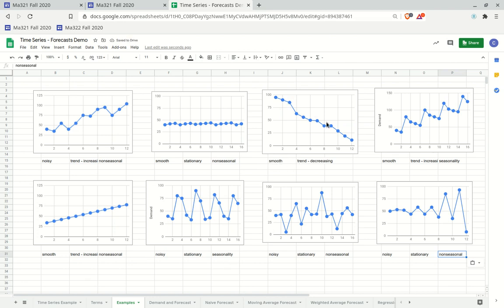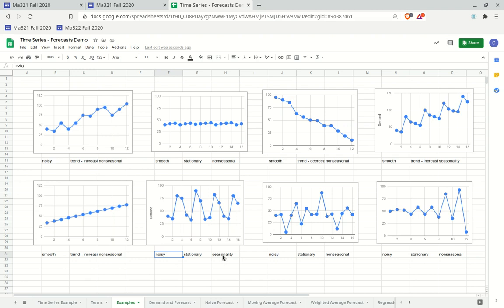This one is smooth. Oops, this one's also non-seasonal. This one's smooth and has trend, it's decreasing. This one's smooth, it has seasonality, it also has trend as well. This one's pretty smooth, a little bit of variation there. So it's stationary and it's non-seasonal. This one over here has a trend, it's increasing, it's non-seasonal, and it is a bit noisy as well too. This one, very smooth, it's just a straight line, trend increasing, and it's non-seasonal.